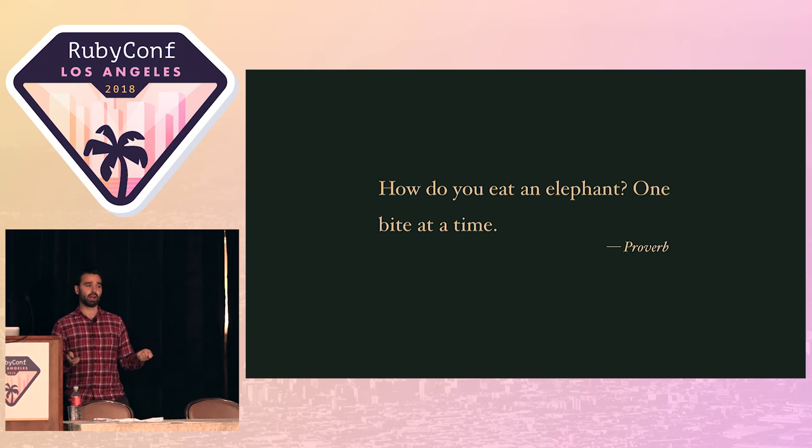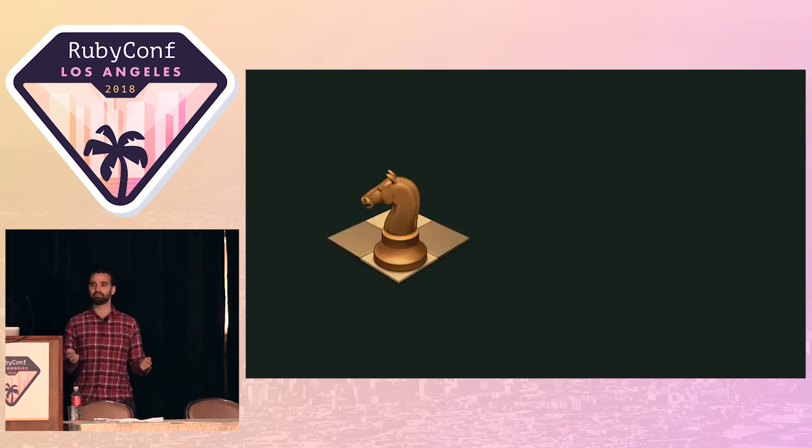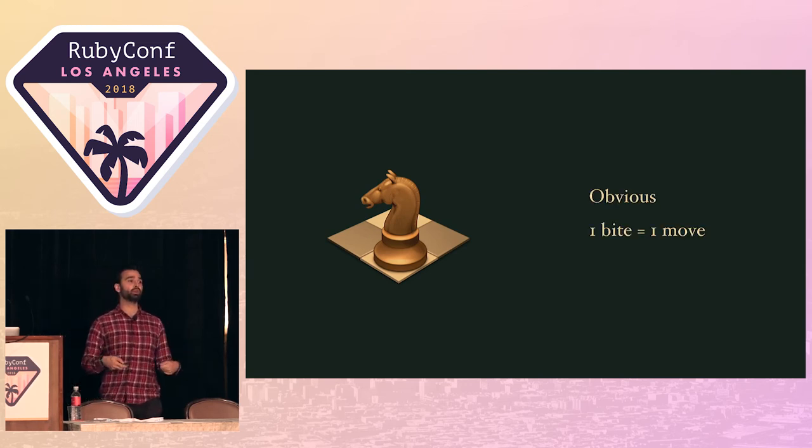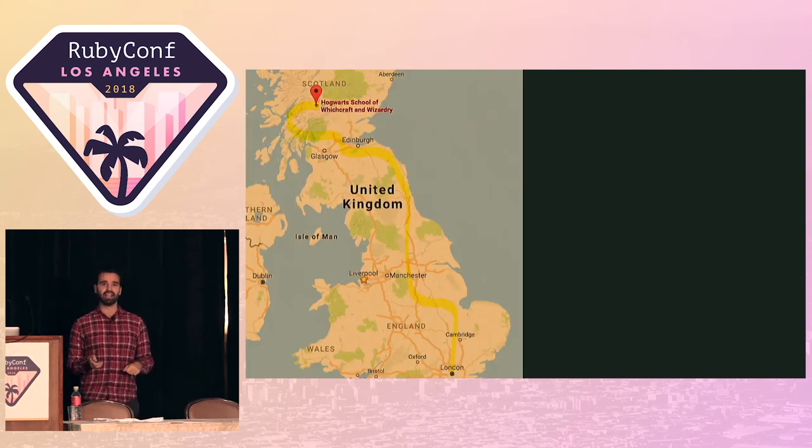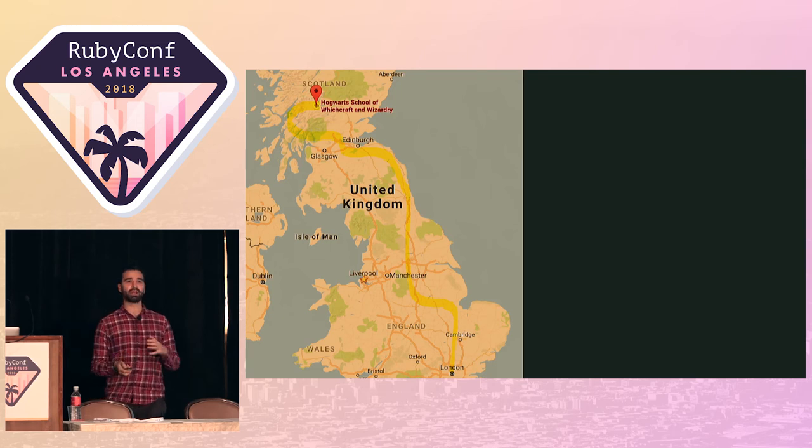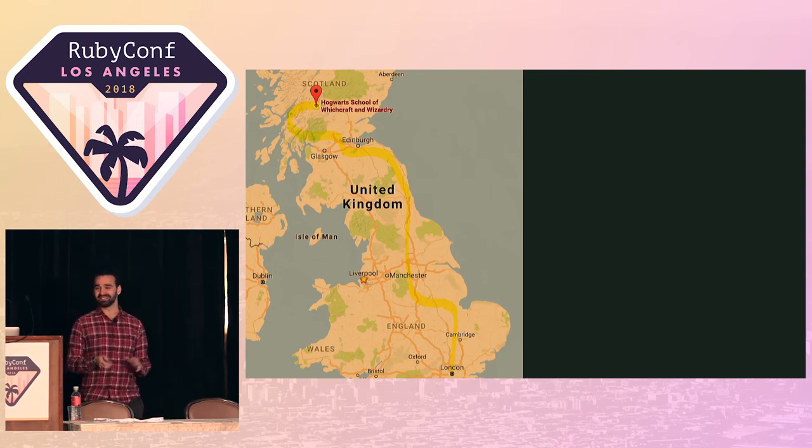Now, sometimes for a hard problem, the bite size will be quite obvious. So let's say we're making a chess game. Well, a little unit of work is probably a single move, right? We write a chess engine one move at a time. But sometimes it could be more abstract, right? So let's say we're writing some kind of mapping algorithm. Let's find our way to Hogwarts, if any of us are going.